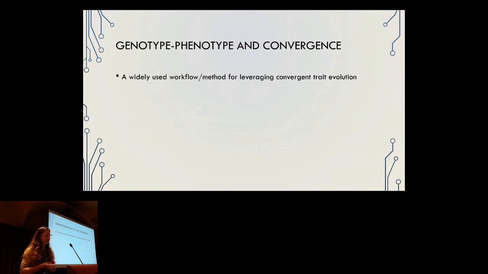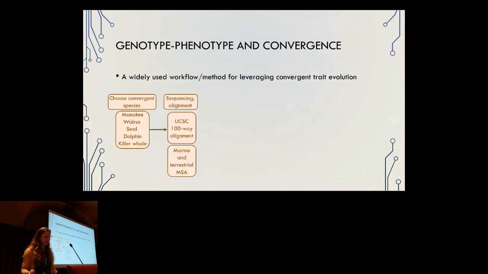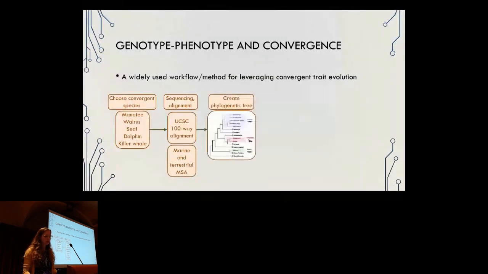So to leverage this power of convergent evolution, there's been a widely used workflow that has been used in hundreds of papers. I'll go over the gist of that. The first step is to choose a convergent species. In this presentation, I'll be talking about marine mammals. The next step is to perform sequencing and alignment, or get this information from a database such as the UCSC 100-way alignment. So here we'll have a multiple sequence alignment of marine mammals and terrestrial mammals.